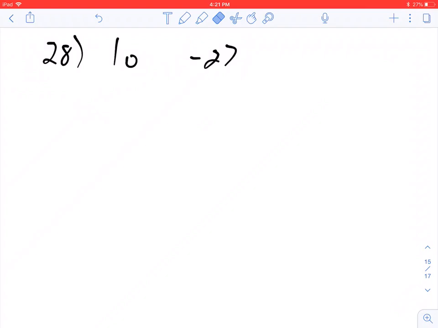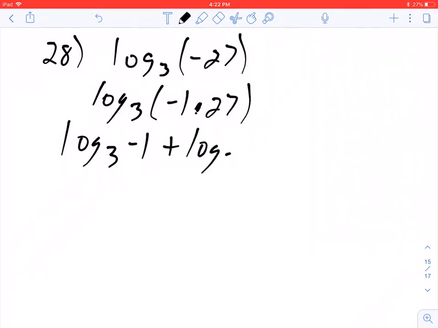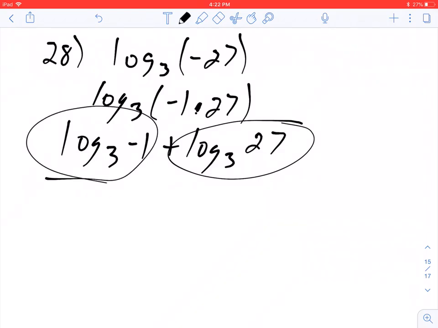Log base 3 of negative 27, like this. So we're going to have log base 3 of negative 1 times 27, which then we can split into log base 3 of negative 1 plus log base 3 of 27. Now, anytime you look at this, and we could have actually seen this earlier, but this right here would actually simplify. But here's where the problem lies.